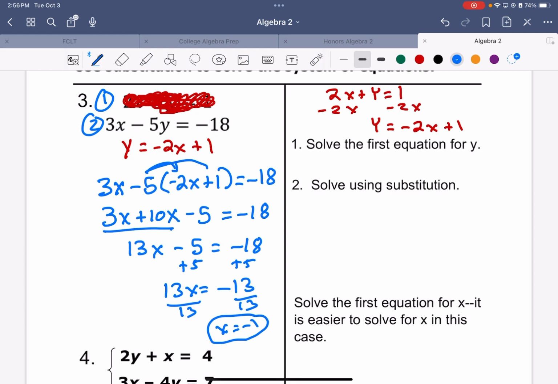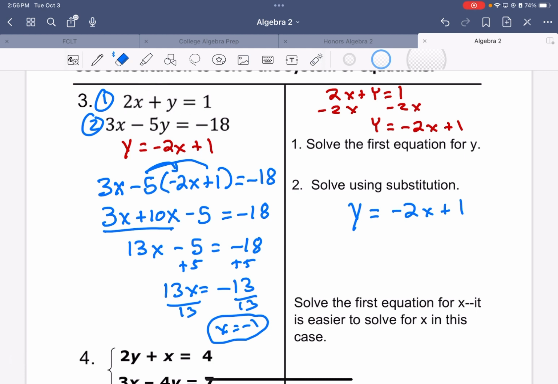Now, I know what my x value is, so I'm going to substitute that x value into y is equal to negative 2x plus 1. I could substitute it into any of them. I could substitute it into the 3x minus 5y equals negative 18, or I could substitute it into the 2x plus y equals 1. Doesn't matter. I'm picking this one because it's already solved for y. So y is equal to negative 2 times negative 1 plus 1.